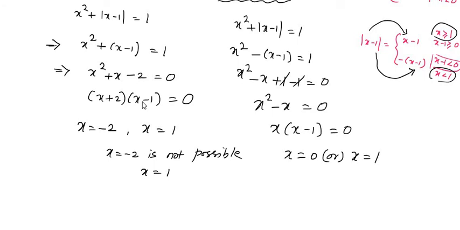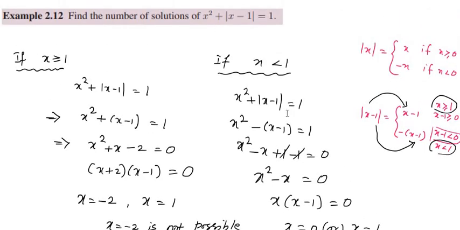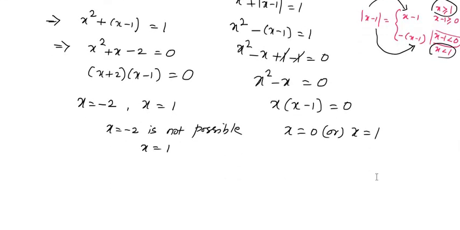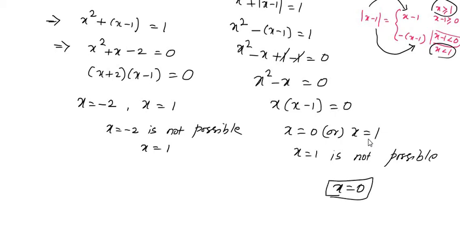So x is equal to 0 or x is equal to 1. Two roots. But what is the condition here? What is the condition? X is less than 1. Only the root that is less than 1 is possible. Here x is equal to 1 is not less than 1, it is equal. So x is equal to 1 is not possible. Then what is the solution now? The solution is x is equal to 0. This alone. So x is equal to 0 is one solution, and x is equal to 1 is another solution.